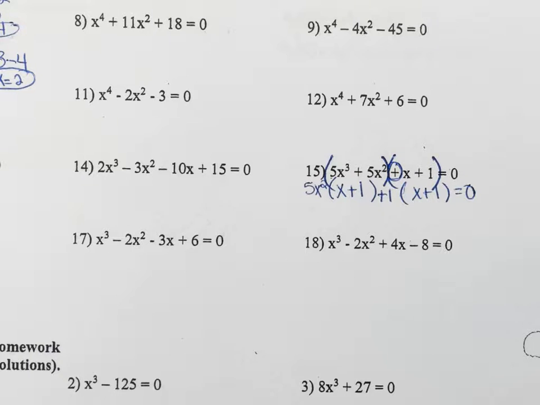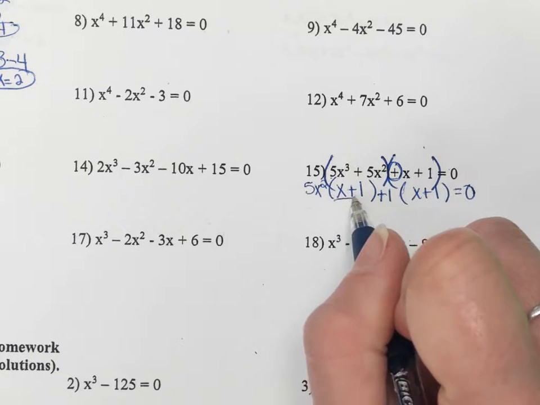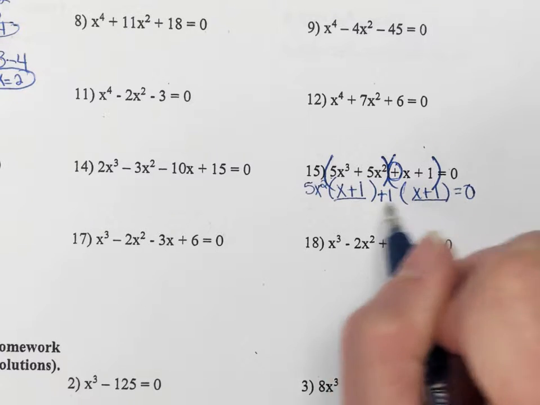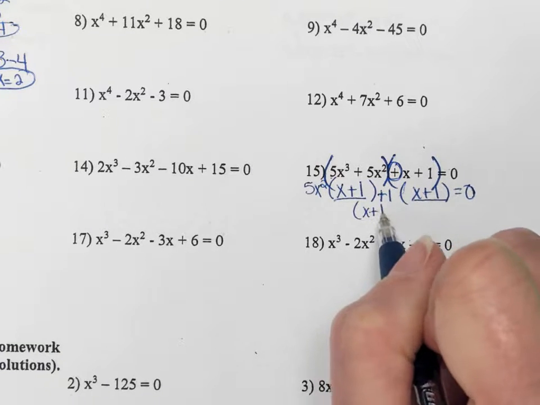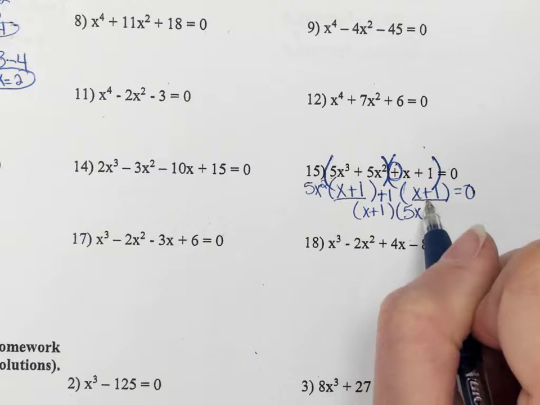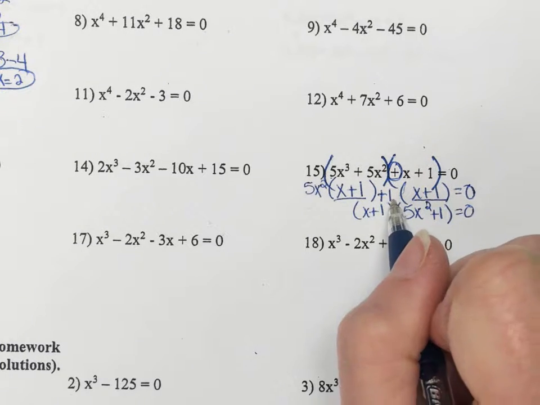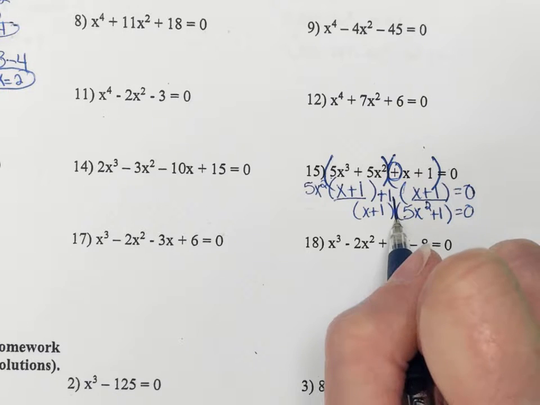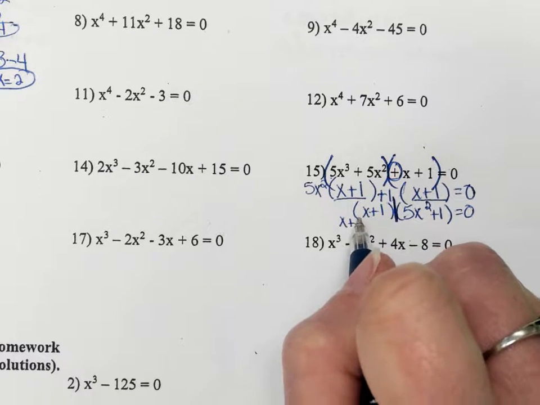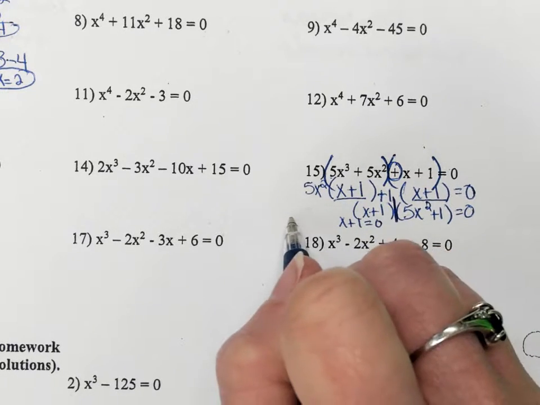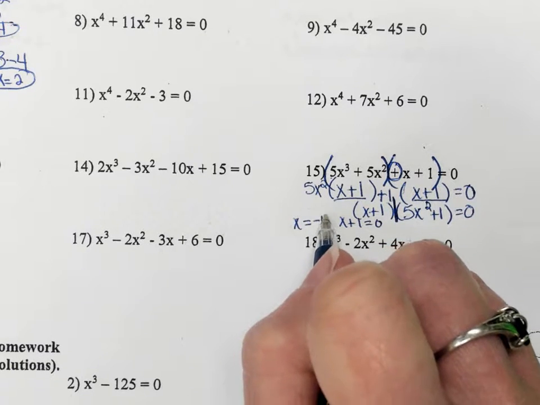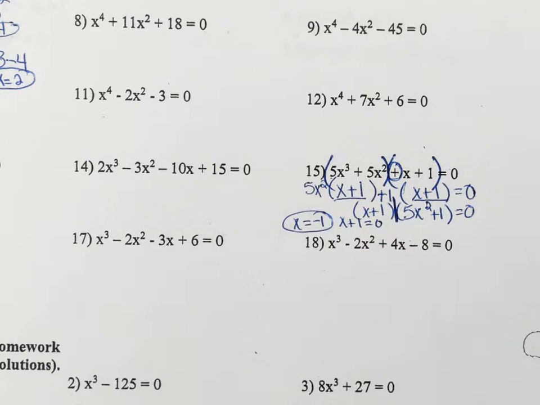Don't forget the equal 0. The equal 0 means you can take it a step further, okay? So you know you did it right because these 2 are the same. So you have x plus 1 and 5x squared plus 1. So you can cut it right here. X plus 1 equals 0. Subtract the 1. And you get -1.